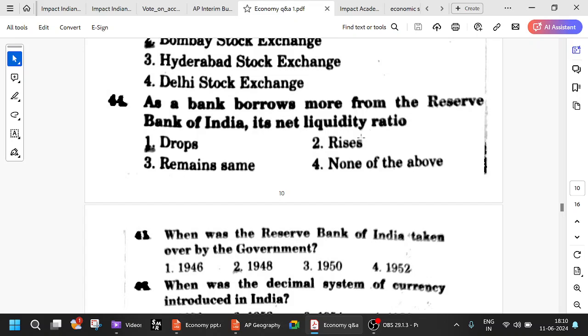So if a customer goes and deposits 1 lakh in the bank, what the bank does is it takes the 1 lakh at a 4% interest rate and gives it to another customer at a 12%, 16%, 20% interest rate. So that is the banking business. Now, you are giving the 1 lakh as a loan, but when this customer comes and says, I want my money back, you should be in a position to give it back.